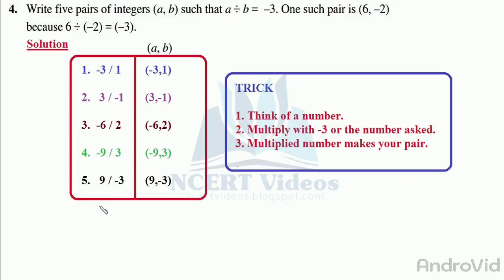Let's see the last one, minus 3. You thought the number to be minus 3. You have to think of them as integers. Integers are both positive and negative numbers, including 0 as well. But here you cannot use 0 because it will make it infinity, which is a concept you will learn in later classes. So minus 3 into minus 3 is what? 9. Minus minus is plus. That makes your pair. So you got the idea. You can find an infinite number of pairs in this way. That was your question number 4.